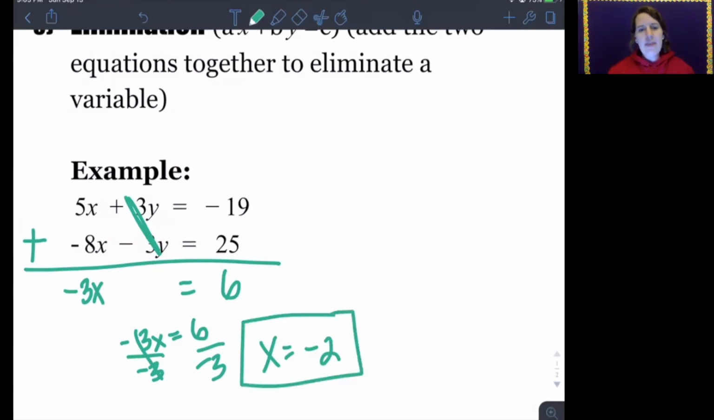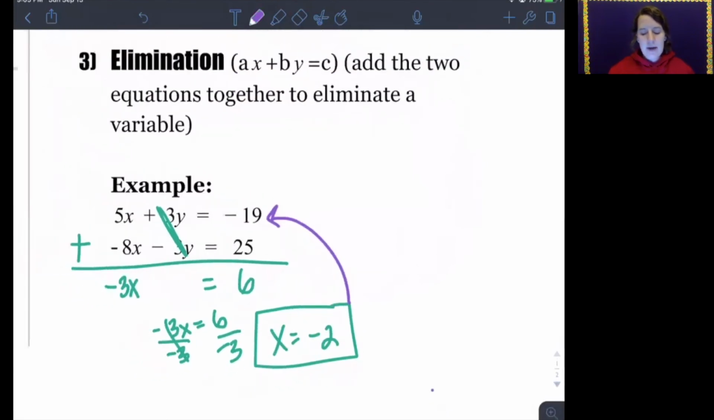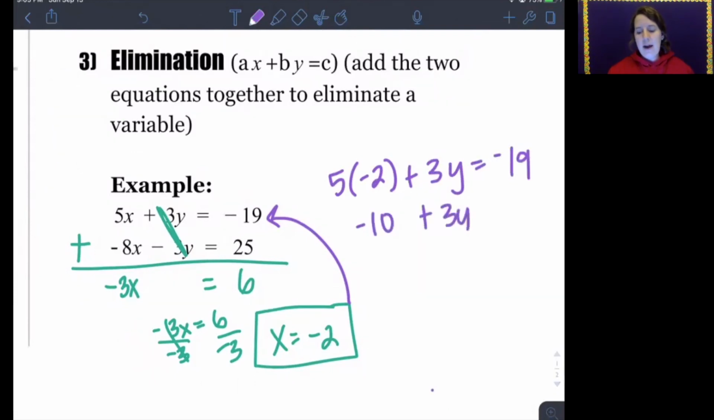Okay, once you get that, you can pick either equation to plug it back into. We're going to have to solve for y. So I'm going to just choose to plug it into the top equation right here. It doesn't matter. So I have 5 times negative 2 plus 3y equals negative 19. 5 times negative 2 is negative 10 plus 3y equals negative 19. I'm going to go ahead and add 10 because we're trying to get that y by itself. We're trying to isolate it.